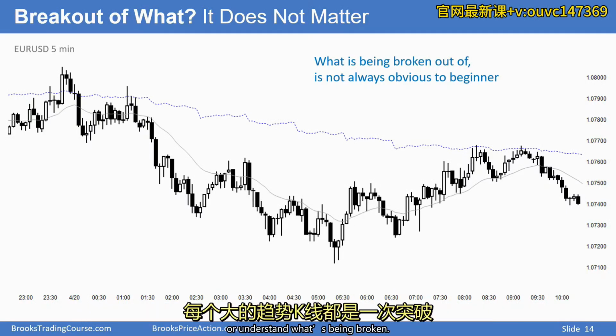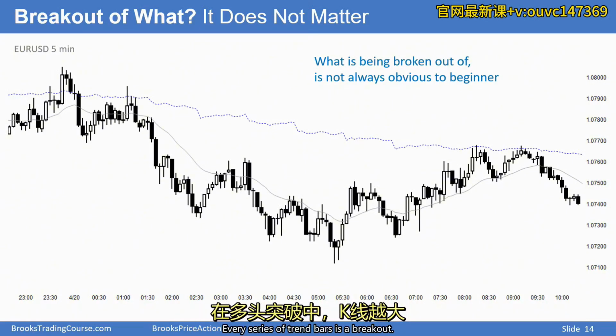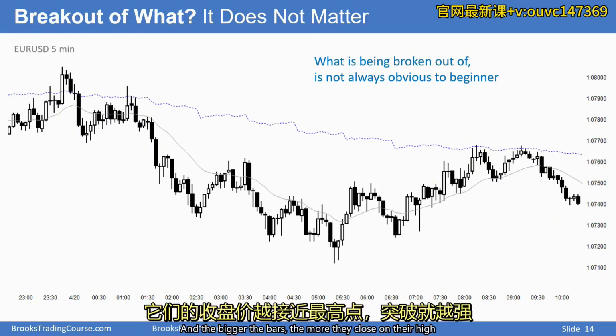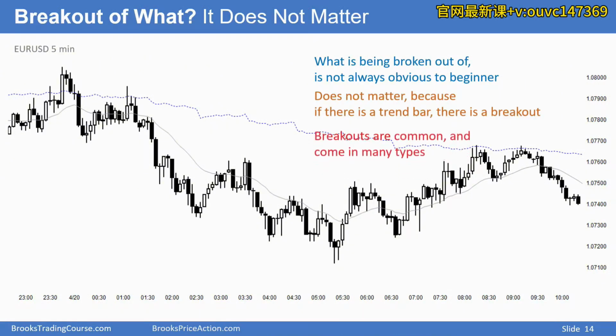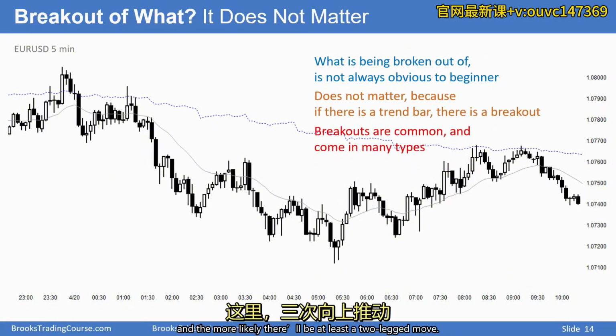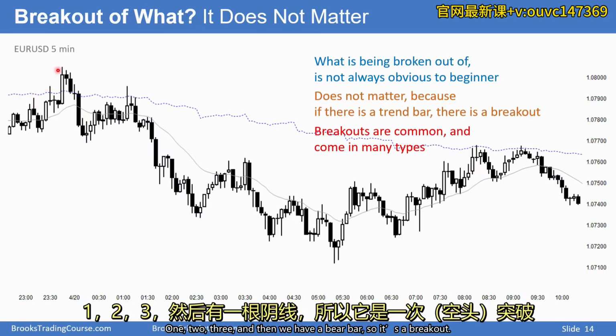Remember, every trend bar is a breakout. Every series of trend bars is a breakout. And the bigger the bars, the more they close on their high, if we're talking about a bull breakout, the stronger the breakout and the more likely there'll be at least a 2-legged move. Here, 3 pushes up, 1, 2, 3. And then we have a bear bar, so it's a breakout.